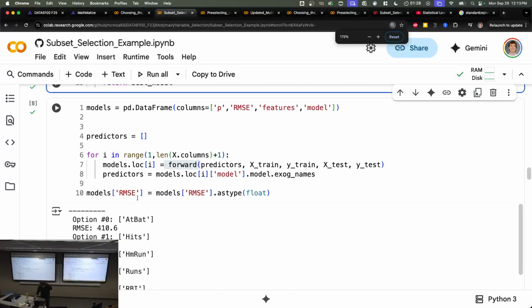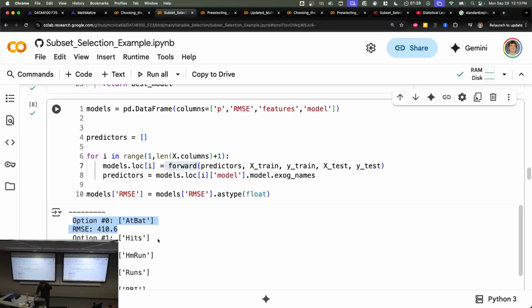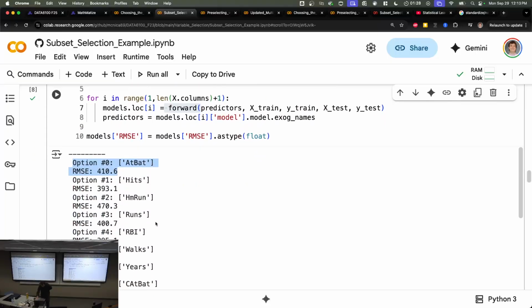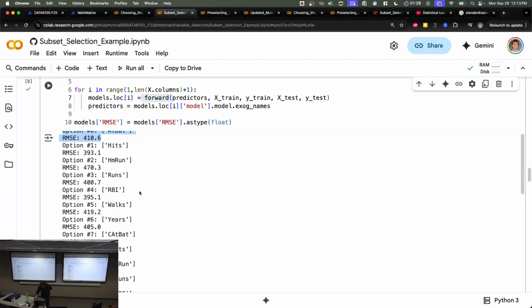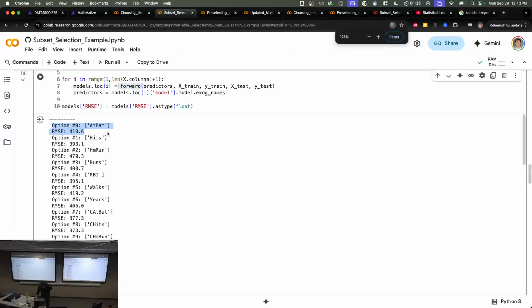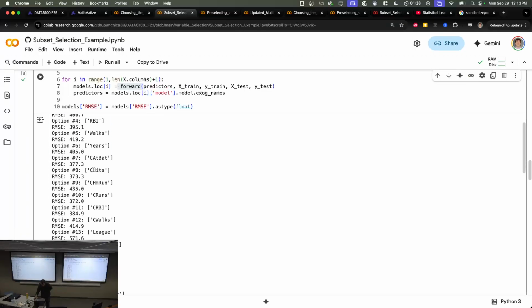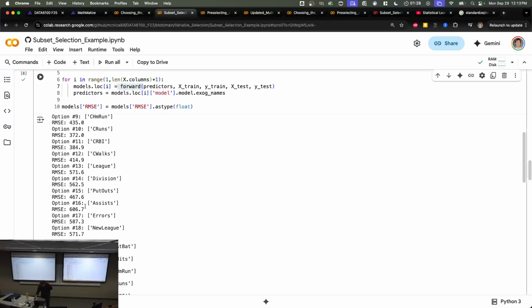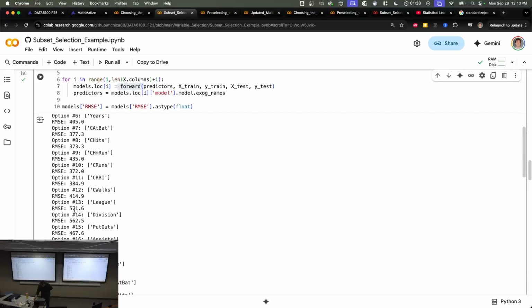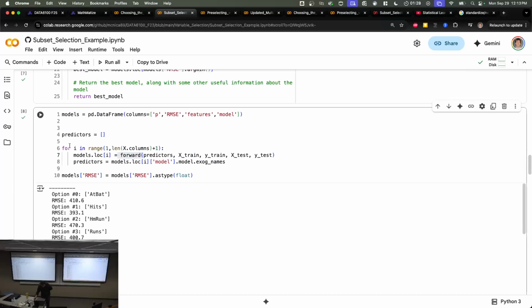And it turns out the very first thing, the best possible thing, oh, actually I tried them all. Okay, great. So I have this nice little loop that is printing out everything. I tried just at-bats, then I tried just hits, then I tried just home runs, and so on, like I described. And I got all the way down to new league. And I told you the root mean squared error for each of these.